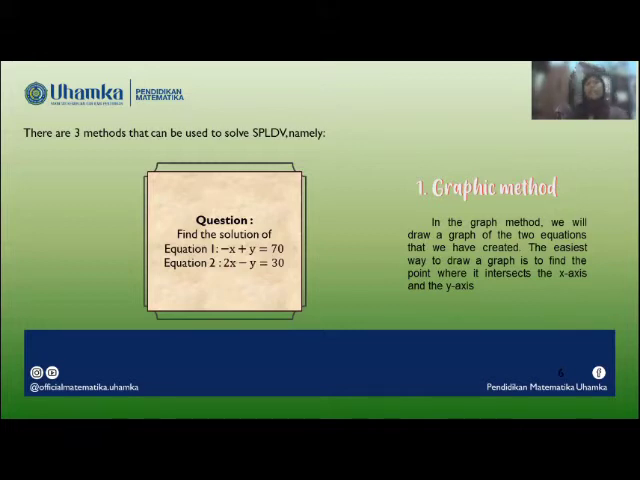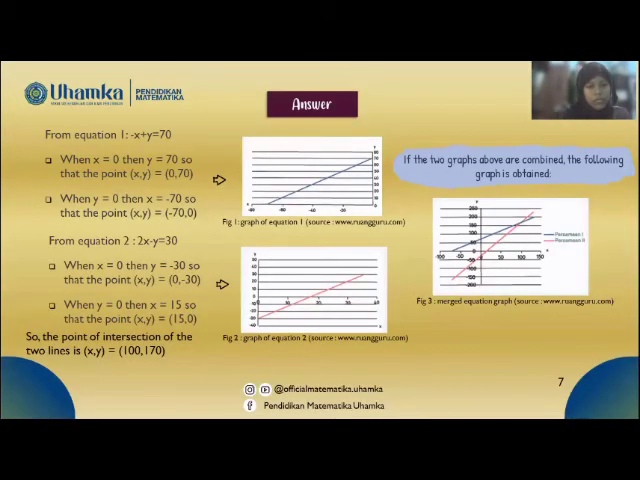Question: find the solution of the first equation, negative x plus y equals 70. The second equation is 2x minus y equals 30. Answer. From the first equation, negative x plus y equals 70: when x equals 0, then y equals 70, so the point (x, y) equals (0, 70). When y equals 0, then x equals negative 70, so the point (x, y) equals (-70, 0).